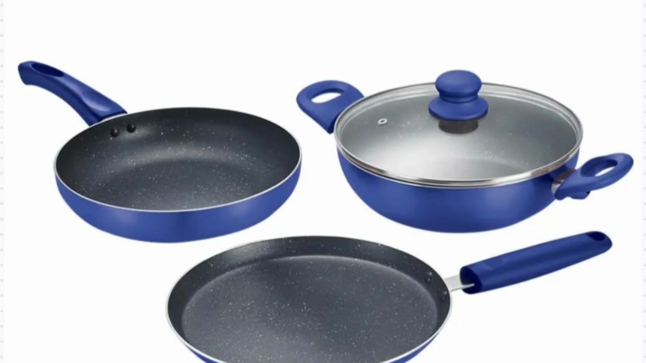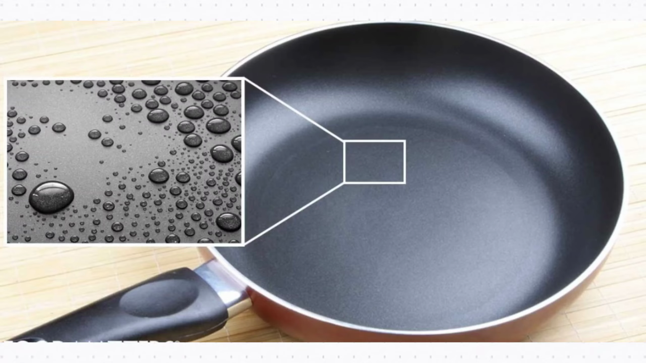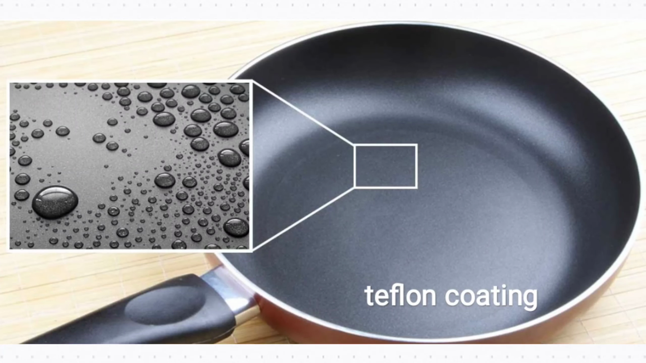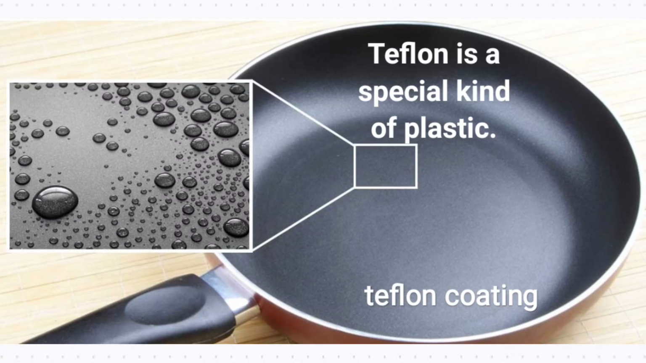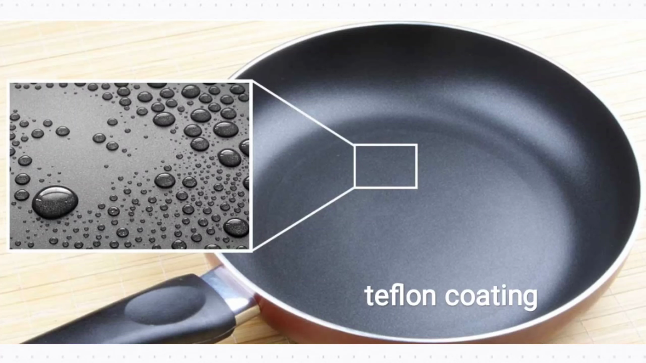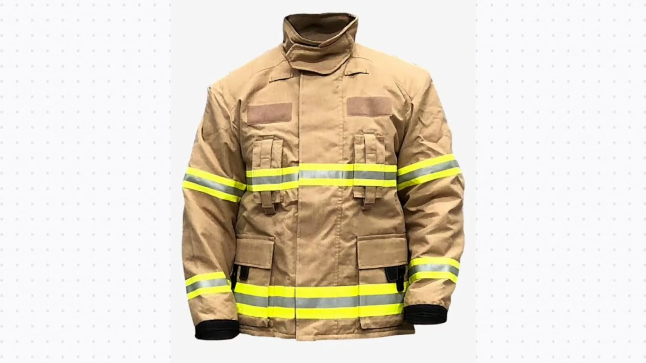You will be familiar with non-stick cookware. The non-stick property of this cookware is because of Teflon coating. Teflon coating is a special kind of plastic. On this Teflon, oil and water will not stick. So Teflon is a kind of plastic that is used in non-stick cookware. Next is fireproof plastics. The uniform of firemen has a coating of melamine plastic to make them flame resistant.